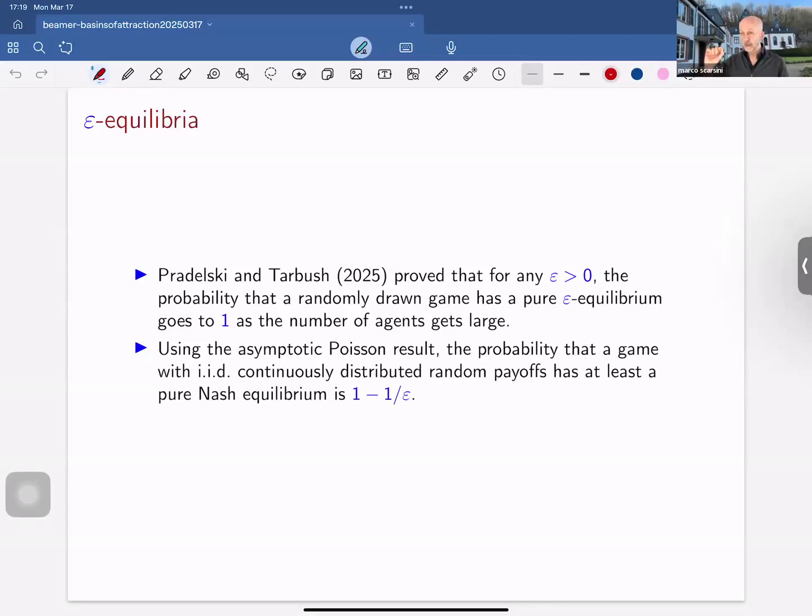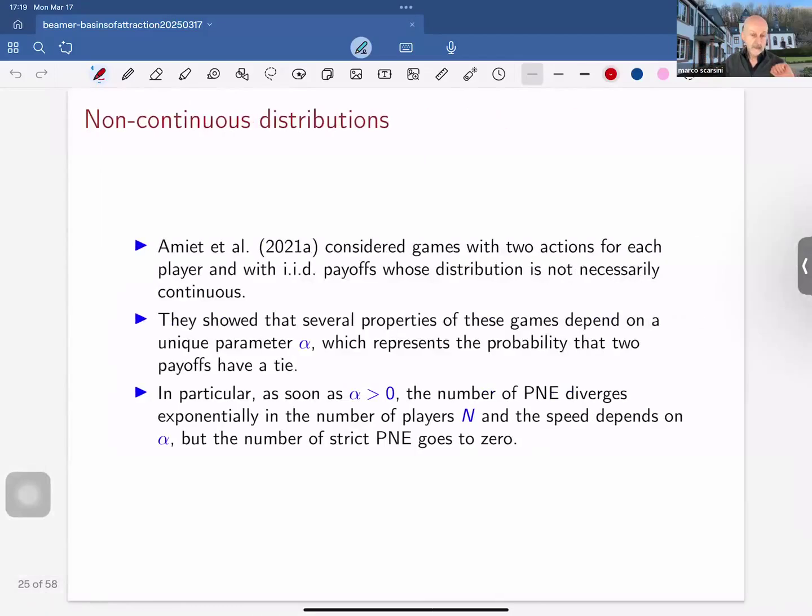So if you go from 0 pure to epsilon pure, no matter how small epsilon is, you have this phase transition. And a third situation that shows the fragility is the one where you replace continuous distributions with distributions that have some atoms.